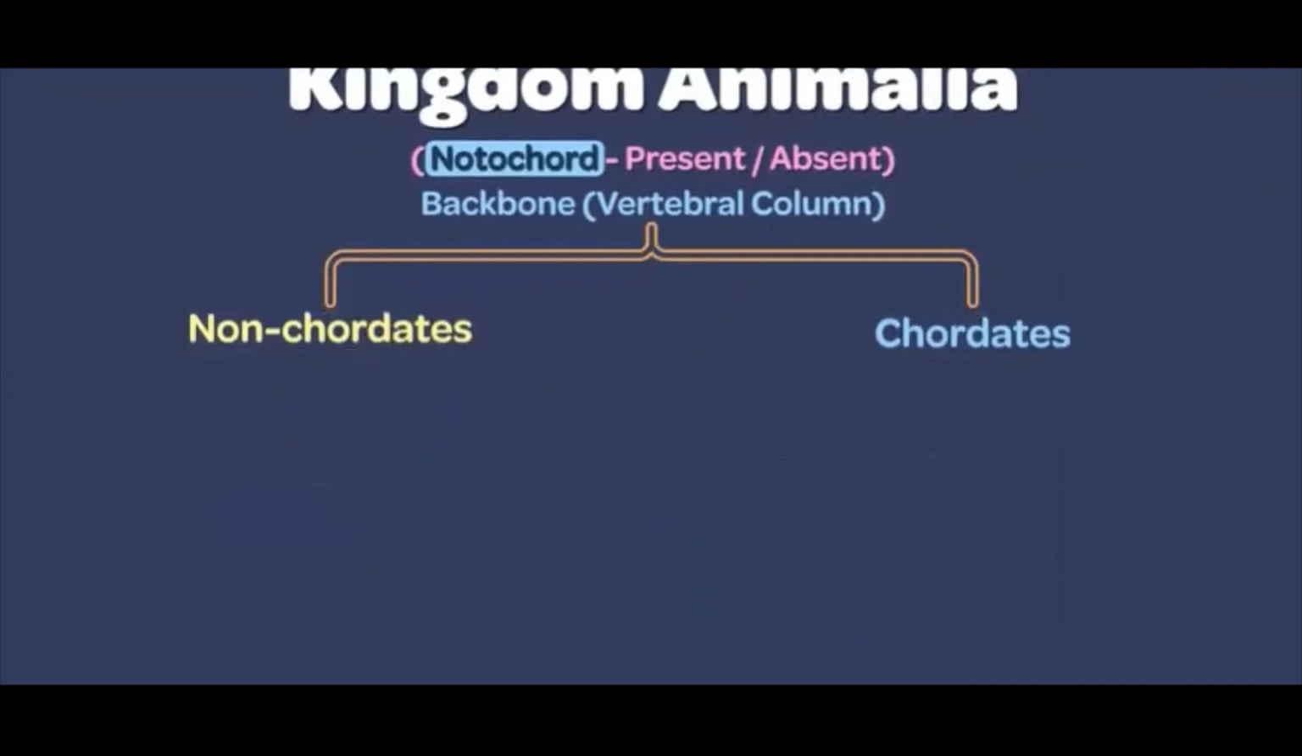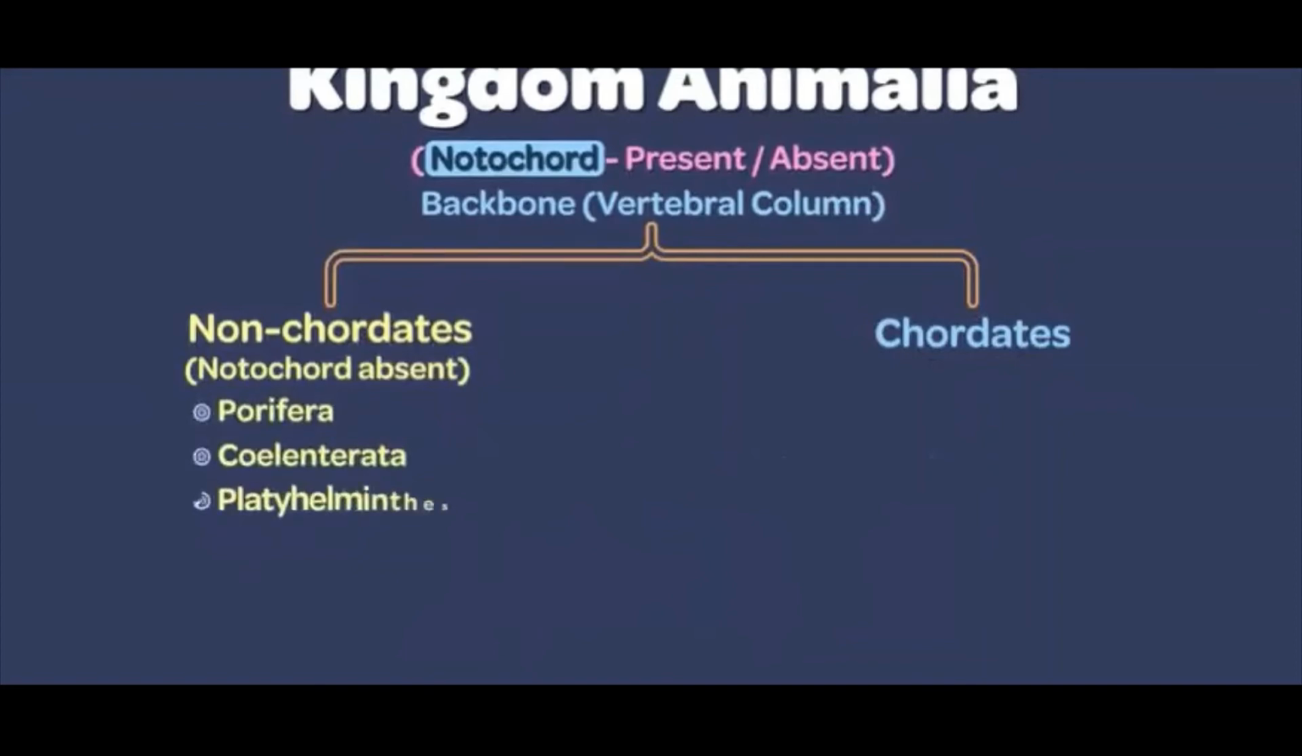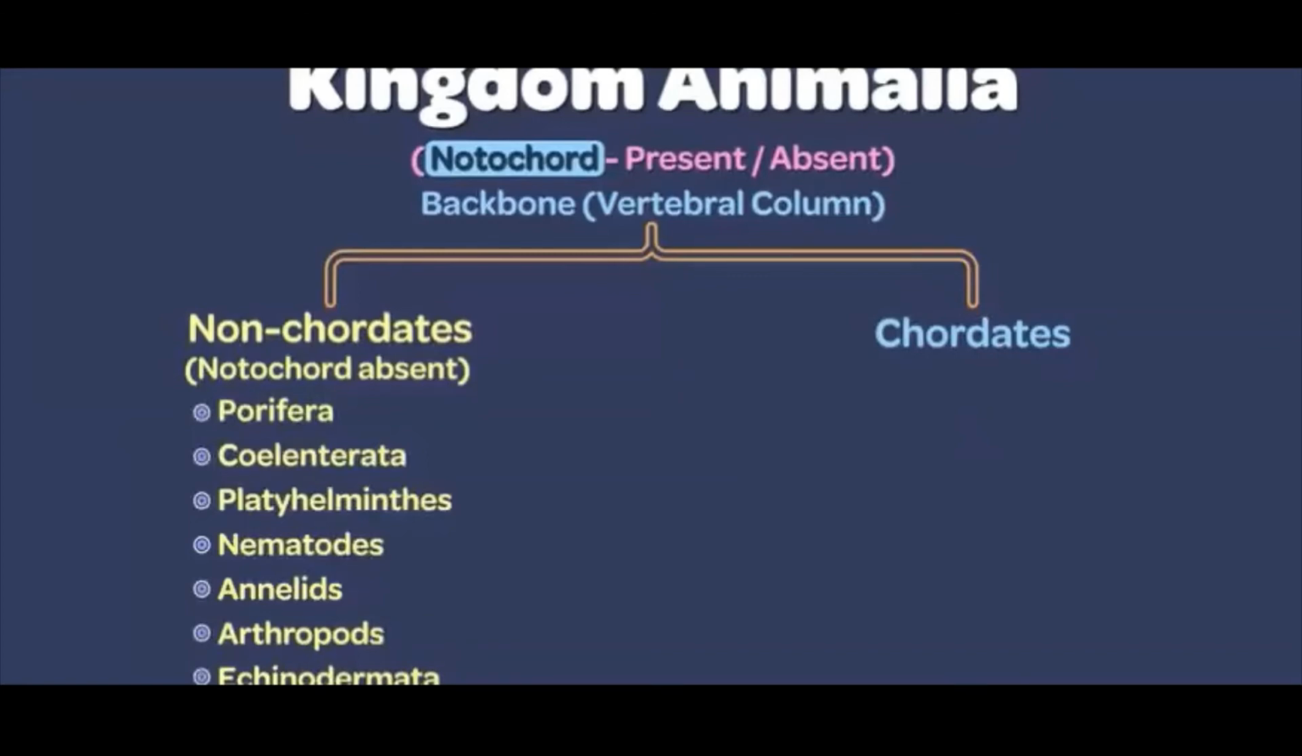Non-chordates are the lower animals which do not possess a proper notochord. The category includes various phyla such as Porifera, Coelenterata, and Platyhelminthes. These are followed by nematodes, annelids, and arthropods. Last in the list are Echinodermata and Mollusca. After non-chordates, we have chordates in the list.